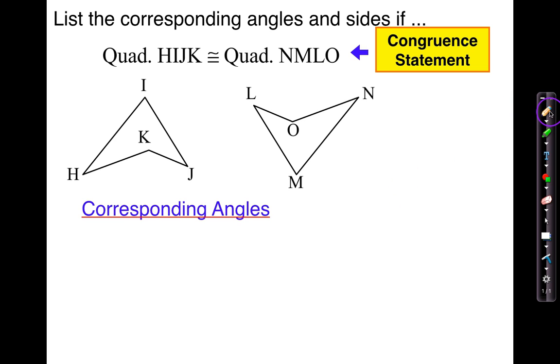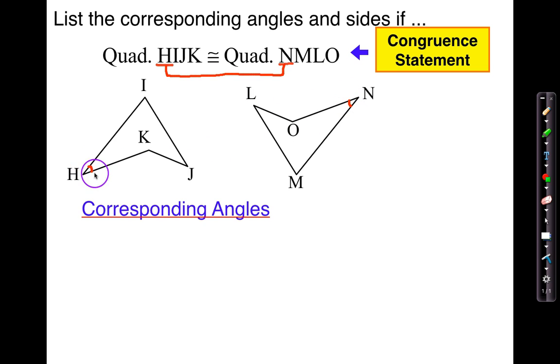So let's go ahead and first start with corresponding angles. The first thing I want you to understand is, like I mentioned earlier, corresponding means the matching set. So here, notice H is the first letter in this congruent statement. So I'm going to go ahead and say angle H is corresponding to angle N because they are both the first letters of the congruent statement. So for that reason, I'm able to say that angle H here is congruent to angle N.